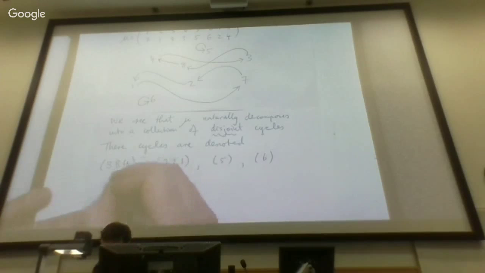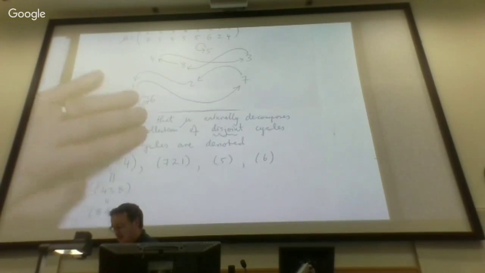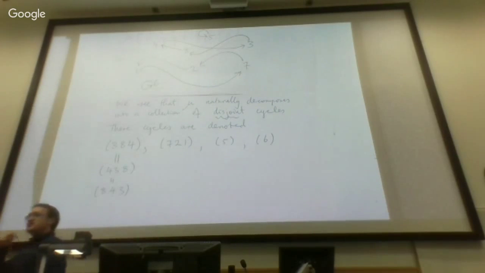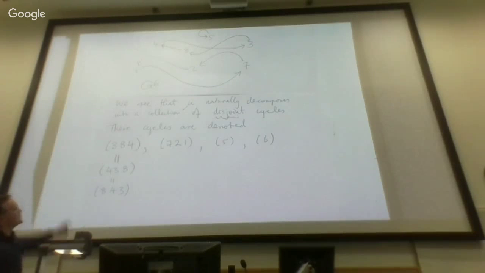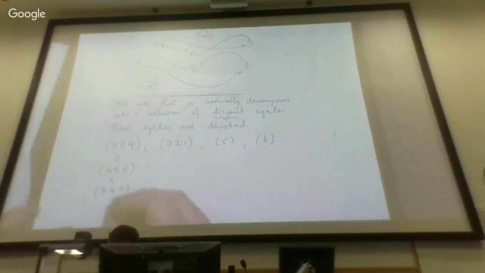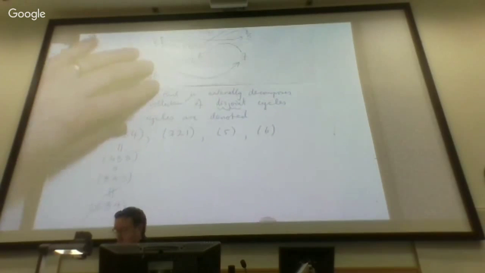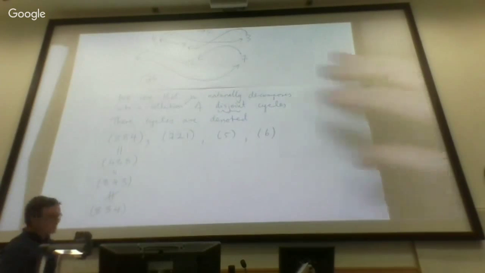So equally well, this cycle could be written 4, 3, 8, or 8, 4, 3. They're different cycle symbols, but they're referring to the same cycle. It's just the same bunch of elements traversed in the same order. Of course, it is not the same cycle as 8, 3, 4. Important to get this point.